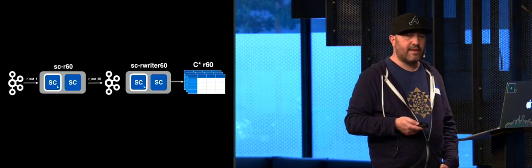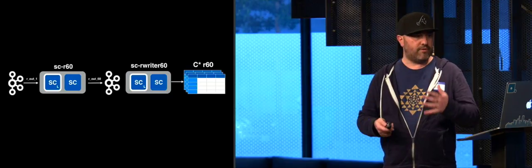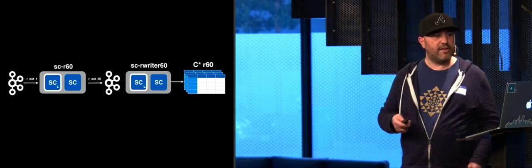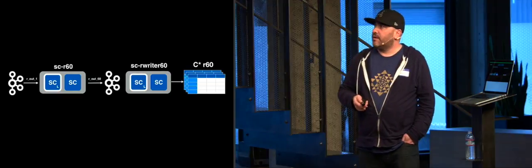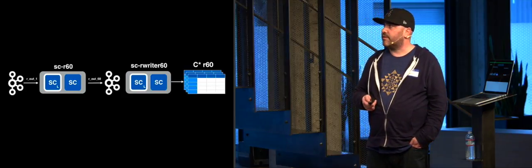Okay, so basically, we still have the same model because we want to break up our tiers so that we can do aggregation in the writing, but now it looks more like this. So we have SuperChief R60, and then we write that data back out to Kafka, and then we publish it to Cassandra.